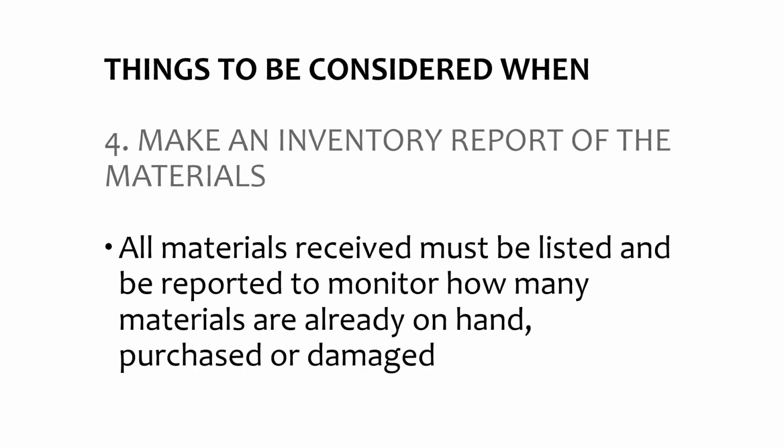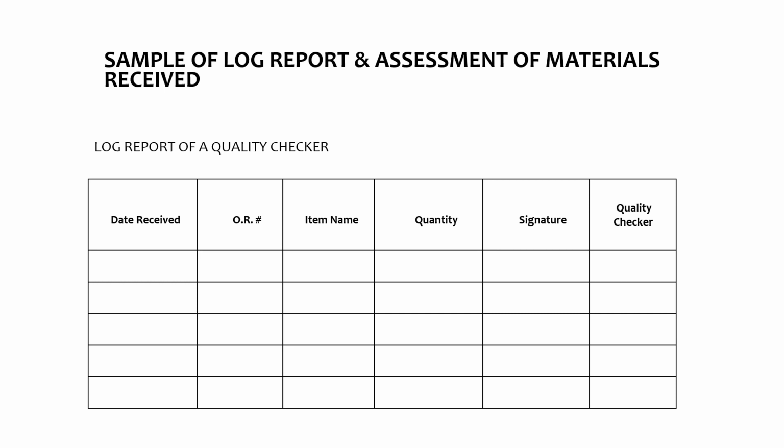When you are making an inventory report of the materials, all materials received must be listed and reported to monitor how many materials are already on hand, purchased or damaged. Here's the log report of the quality checker. Here, you should record the date received, OR number, item name, quantity, signature, and the quality checker's name.